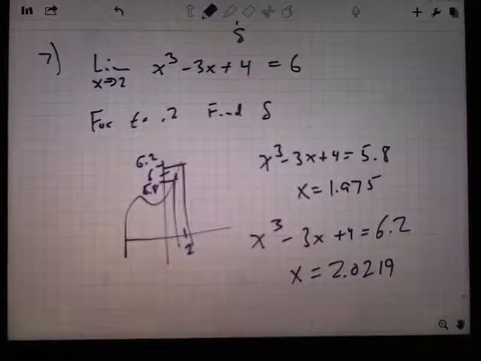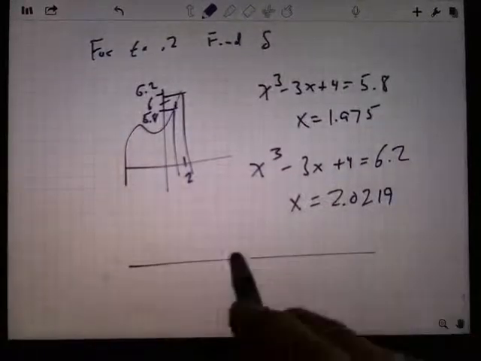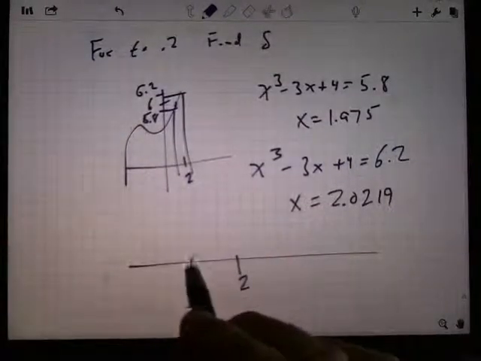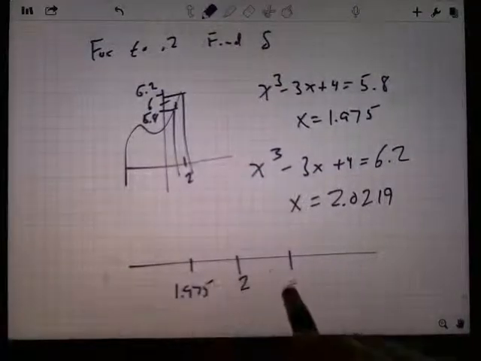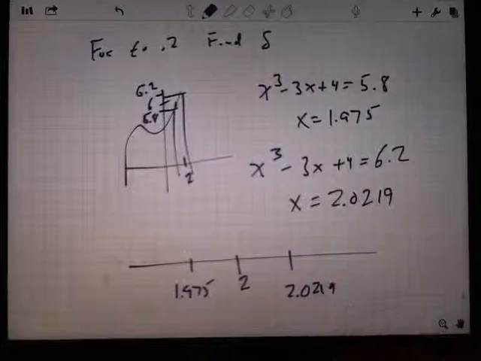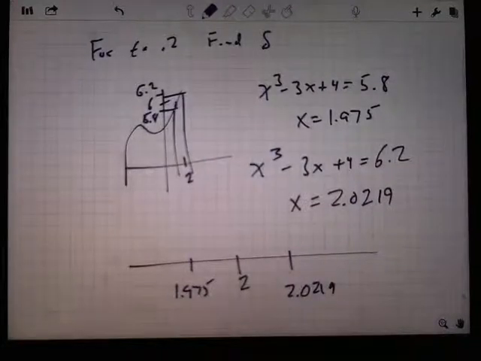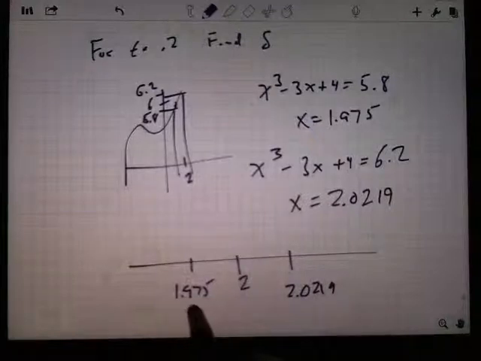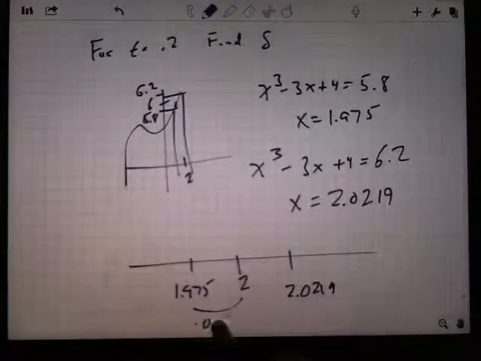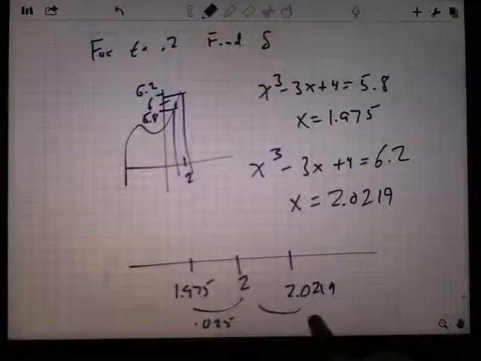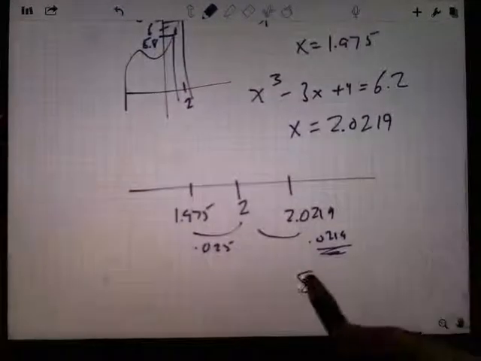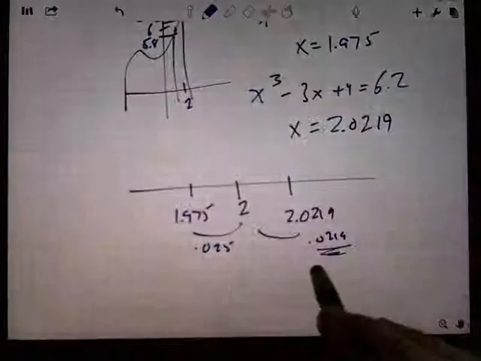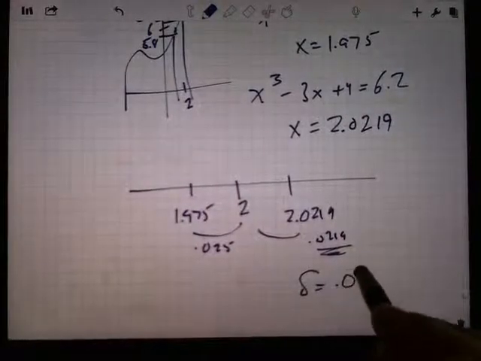On the number line, 2 is right here, and my two cutoff values, left and right, are 1.975 and 2.0219. Which one is closer? This difference here is 0.025. This is 0.0219. There you go. Delta equals 0.0219.